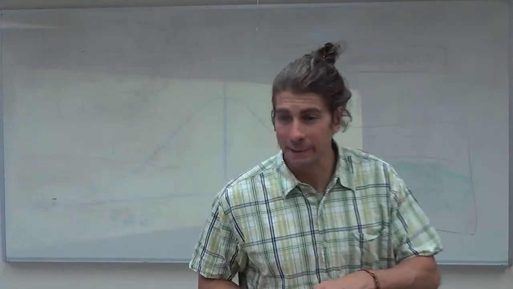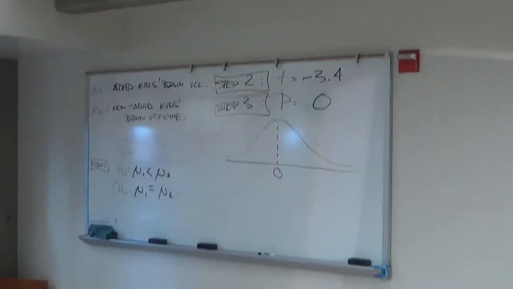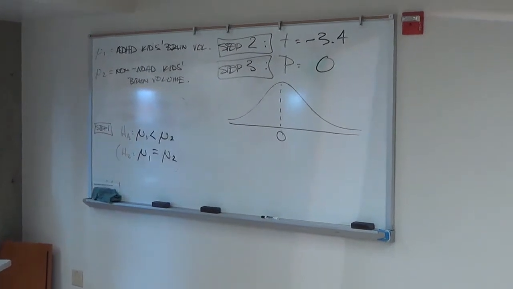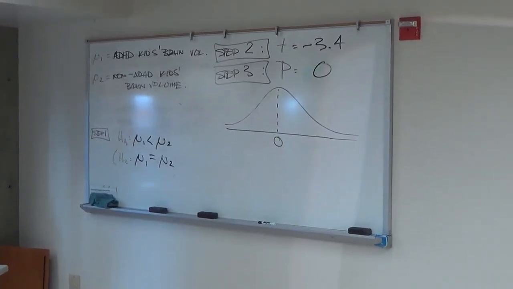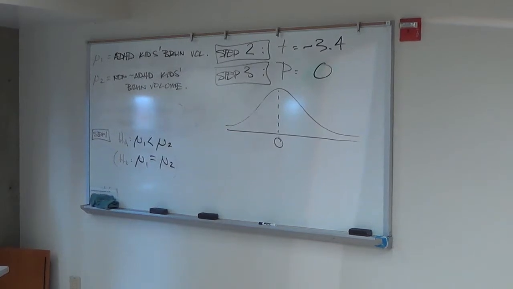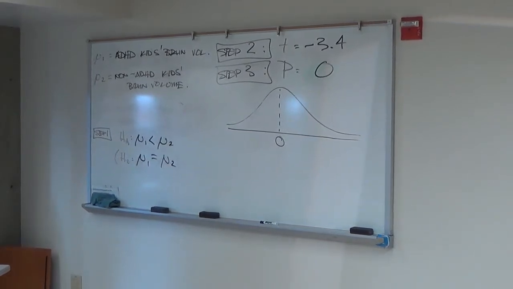What does this mean? What's this mean, step 4? What are we testing? It looks like they do have smaller brain volumes. That's what the data looks like. Looks like ADHD kids have significantly smaller brain volumes. How many standard deviations away from 0 are they? Negative 3.4, that's far. That gives you your small little p-value.